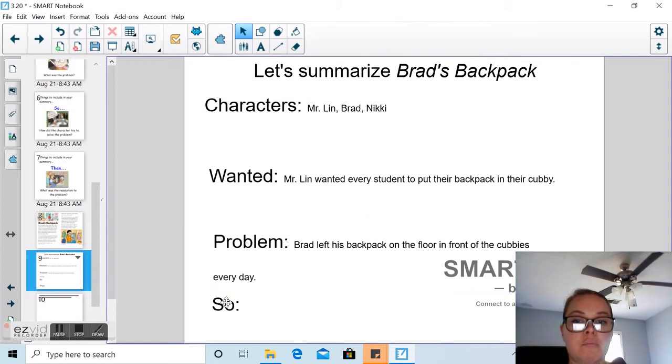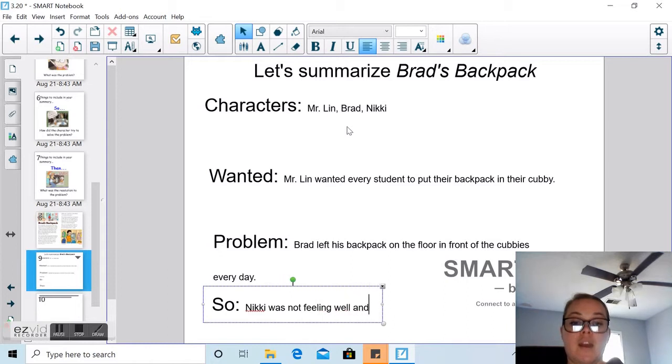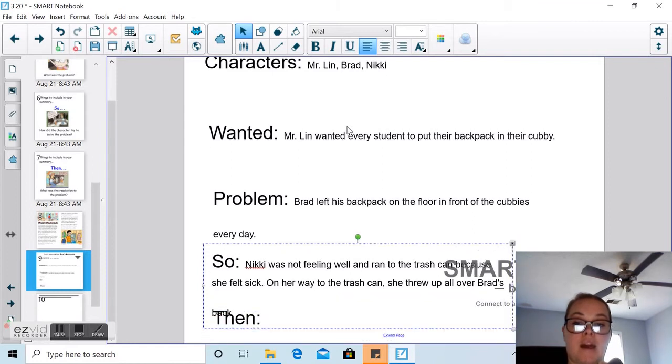So, because he left his backpack on the floor every day, what happened because of that? So, Nikki was not feeling well and ran to the trash can because she felt sick. On her way to the trash can, she threw up all over Brad's backpack.